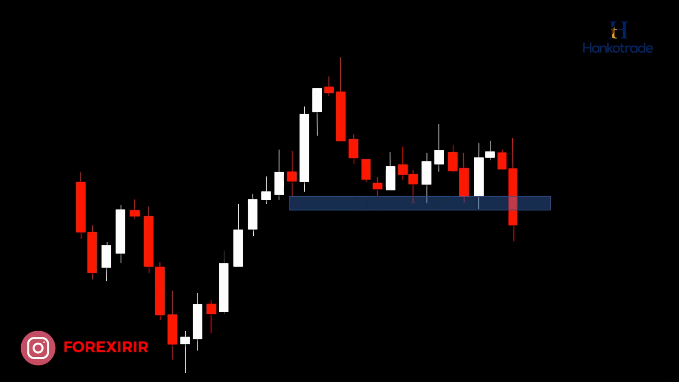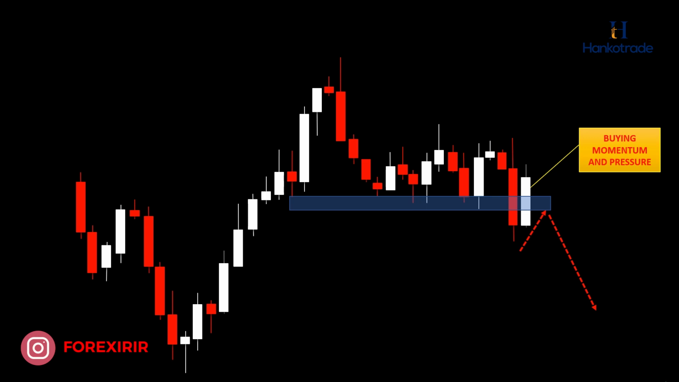On the 15-minute chart of Bitcoin, the price has recently broken below a support level. In this situation, it's common to anticipate this area to function as resistance, causing the price to be pushed lower. However, in this case, the expected resistance doesn't hold, and the price returns back into the previous trading range. This indicates the presence of buying momentum and pressure in the market. As a result, it is reasonable to anticipate the price to continue its upward movement from this point onwards.